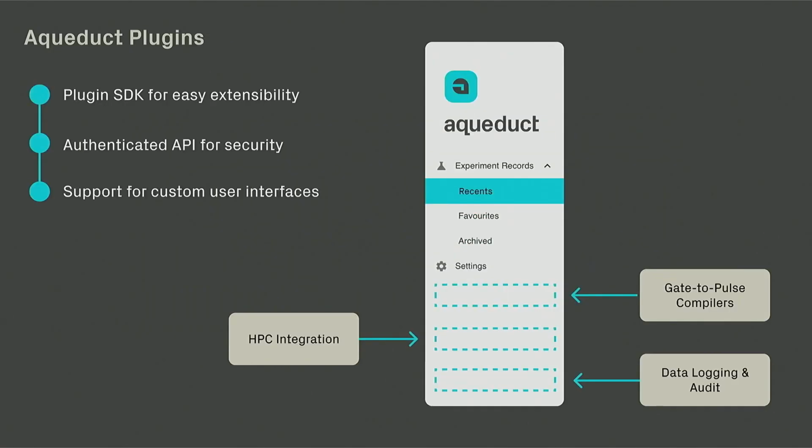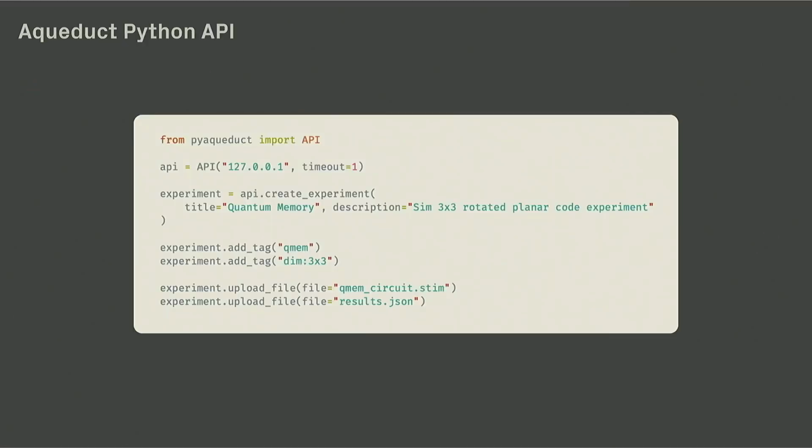The last few lines are also about uploading the files. You can upload and download any artifacts that you have in that experiment. Basically, the unit of data management is an experiment.